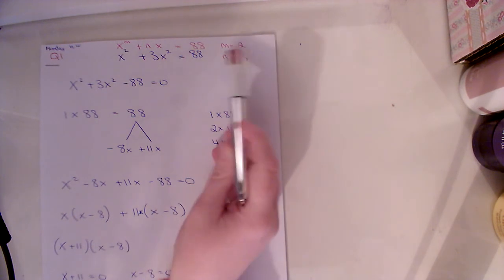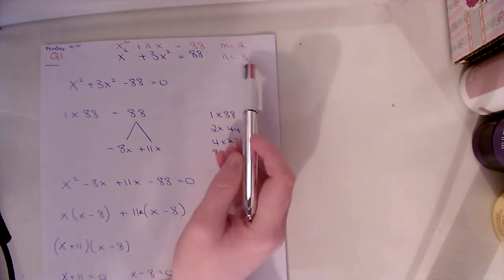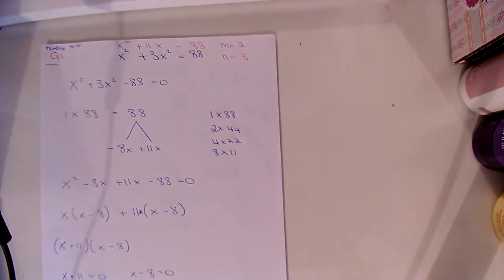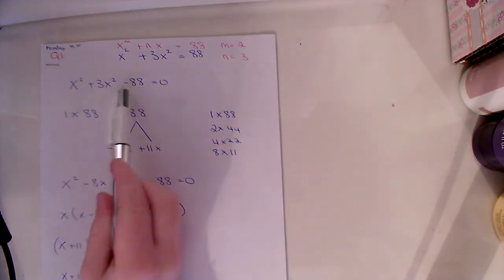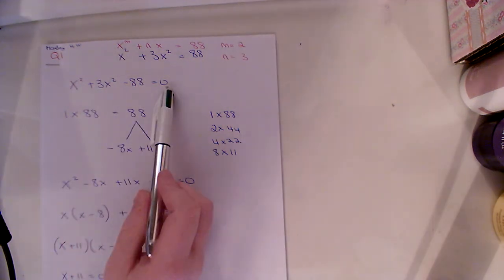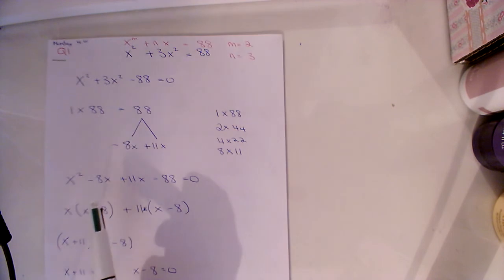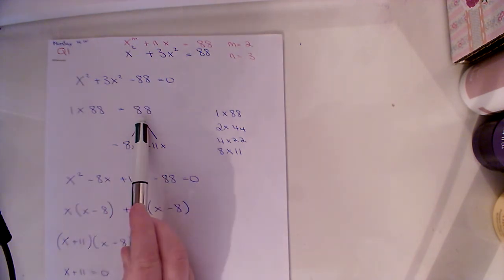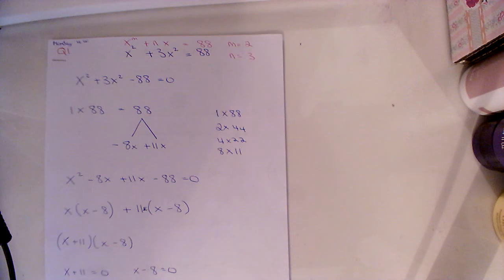Here I know that m is equal to 2 and n is equal to 3. What I have then, part B of this says solve the above equation to find the values of x. So I have x squared plus 3x minus 88 is equal to 0. So I first of all have to get my guide number. So I multiply 1 by 88 and I get 88. I then draw my little arrow like so and I write down all the factors of 88.